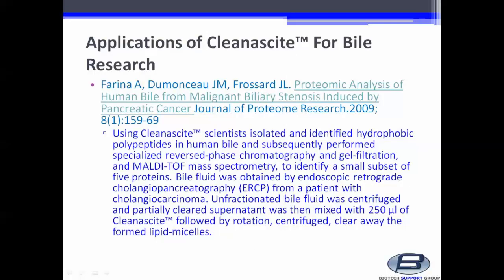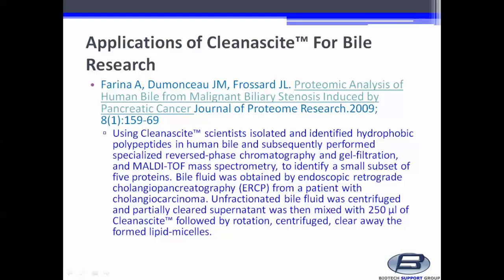Let's review application of Cleanascite for bile research. Authors Farina et al. published an article in the Journal of Proteome Research titled Proteomic Analysis of Human Bile from Malignant Biliary Stenosis Induced by Pancreatic Cancer, and cited Cleanascite. Using Cleanascite, scientists isolated and identified hydrophobic polypeptides in human bile and subsequently performed specialized reverse phase chromatography, gel filtration, and MALDI-TOF mass spectrometry to identify a small subset of 5 proteins.